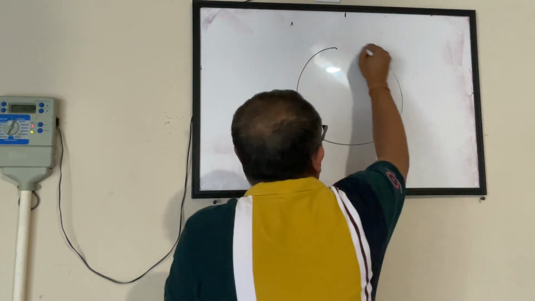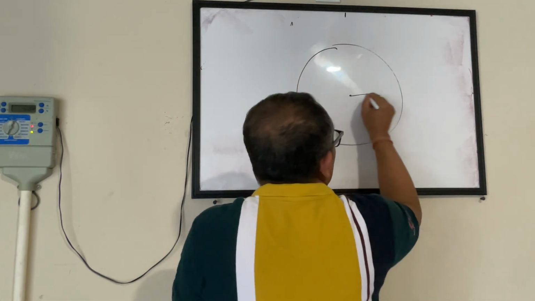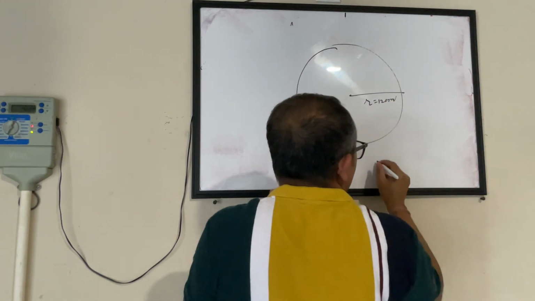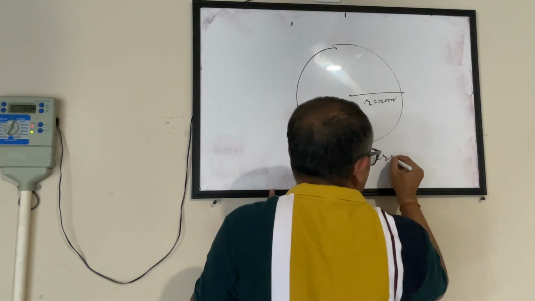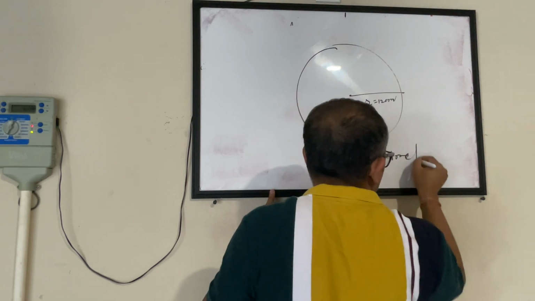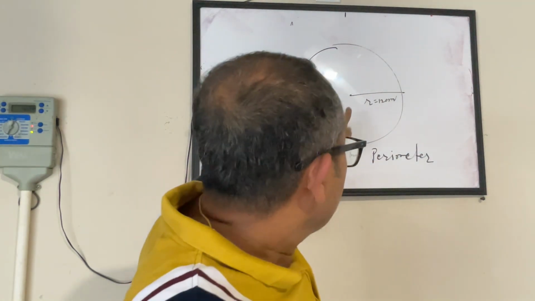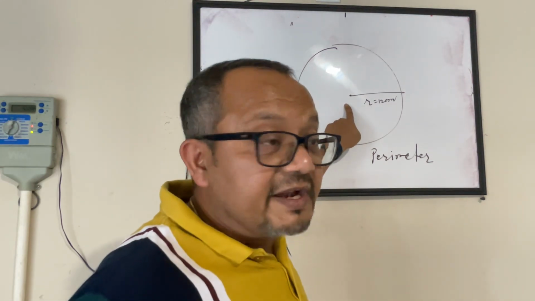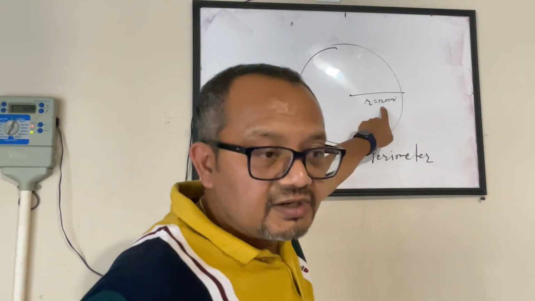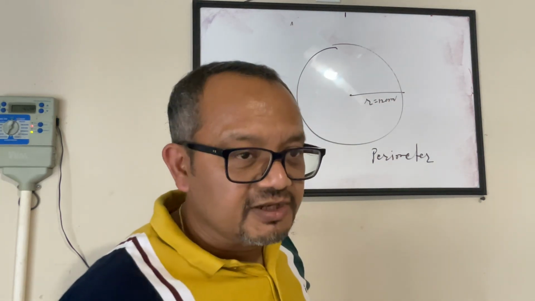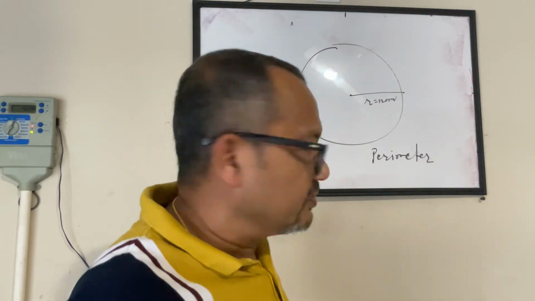This is my circle and the radius is this. Radius equals 12 centimeters. Find out the perimeter of this circle. This is a circle with radius 12 centimeters. Find out the perimeter. Let me solve one for you, then you can do a few more.